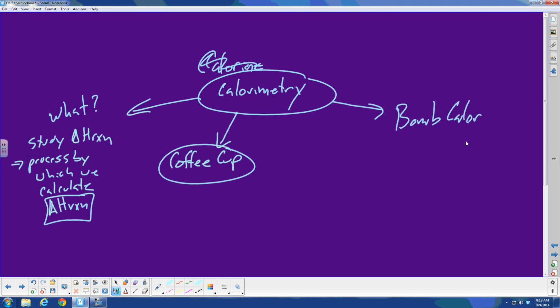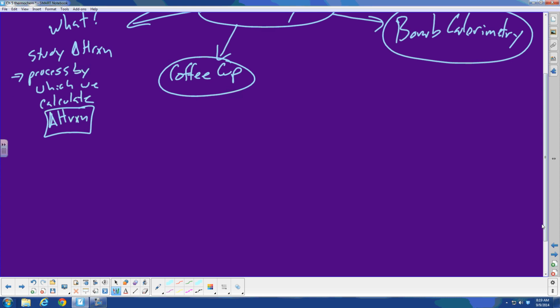Of course, since I am a donut kind of guy, I want to focus first on coffee cup calorimetry. Now, here's the basic idea in coffee cup calorimetry.